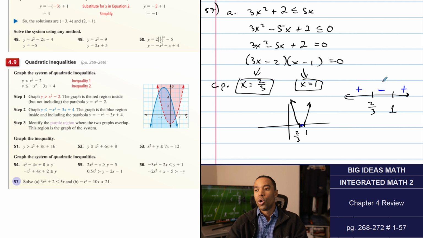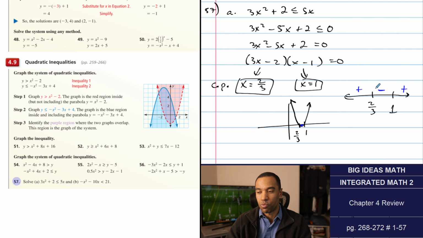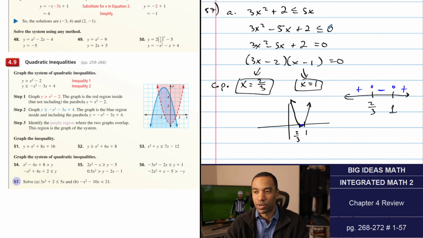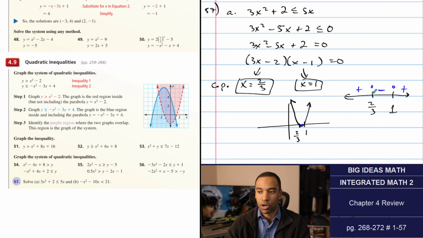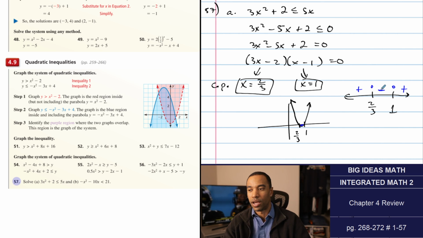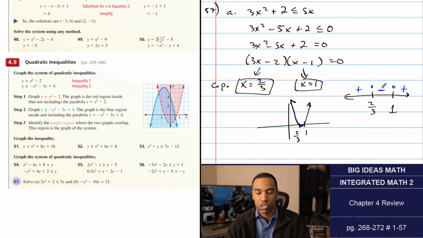It's kind of crazy. This sign chart helps us dictate when we change from positive, because remember, these are zeros right here. When we go from positive to negative, when is this less than or equal to 0? It's equal to 0 at 2/3. It's equal to 0 at 1. It's less than 0 between 2/3 and 1.